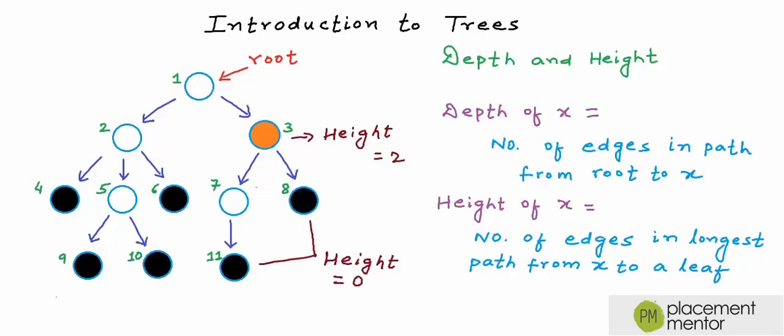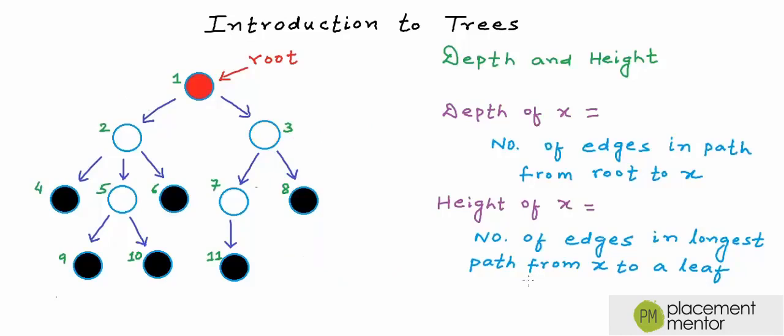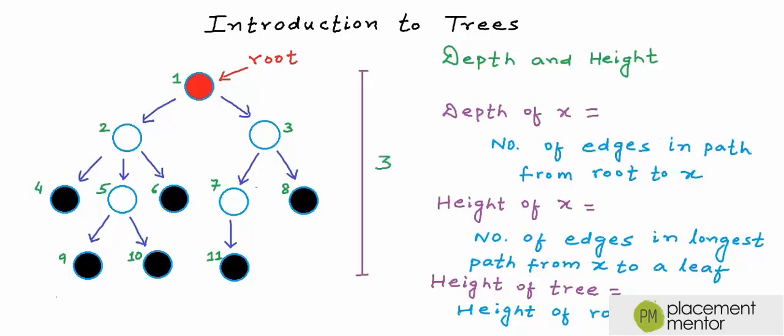So what will be the height of root node in this tree? We can reach all the leaves from root node. Number of edges in the longest path is 3. So height of the root node here is 3. We also define height of a tree. Height of tree is defined as height of root node. Height of this tree that I'm showing here is 3. Height and depth are different properties, and height and depth of a node may or may not be the same. We often confuse between the two.